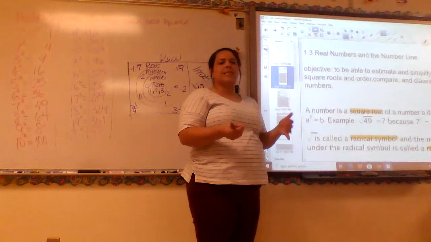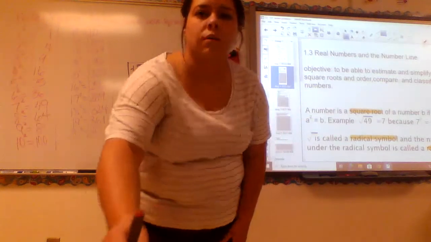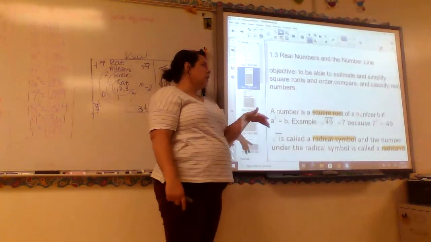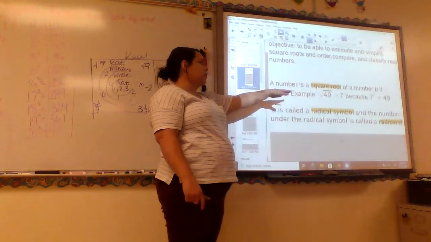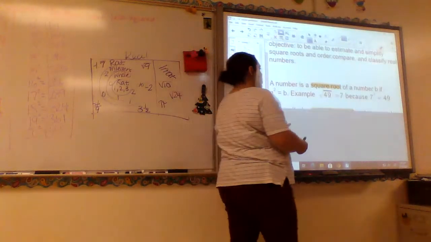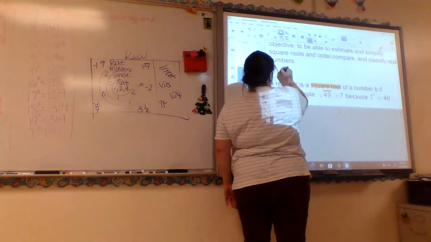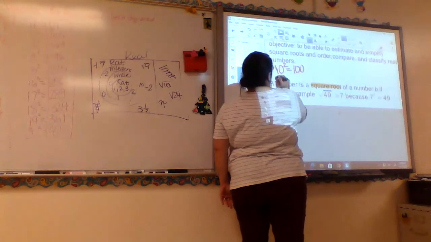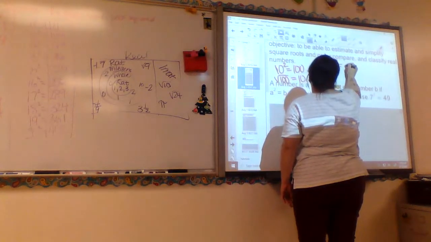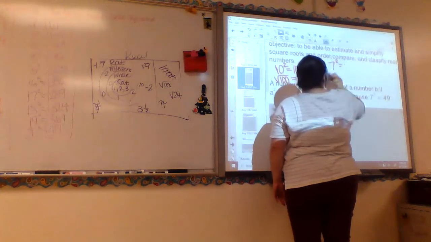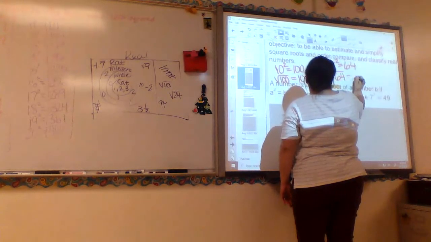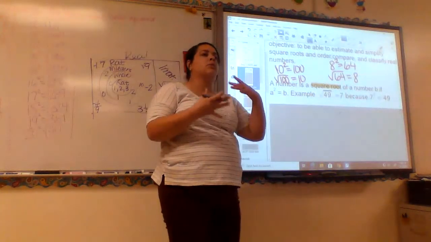A square root is the opposite of squaring. So, for example, if you know that the square root of 49 is 7, then 7 squared is 49. If you know that 10 squared is 100, then what's the square root of 100? 10. If you know that 8 squared is 64, what's the square root of 64? 8, and so on. That's that relationship between squaring and square rooting.